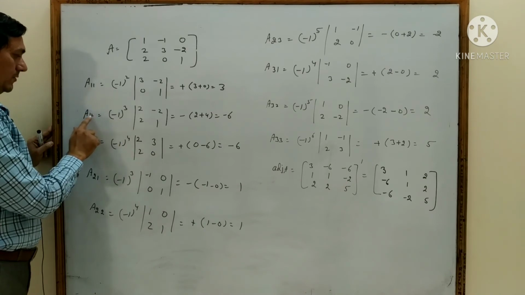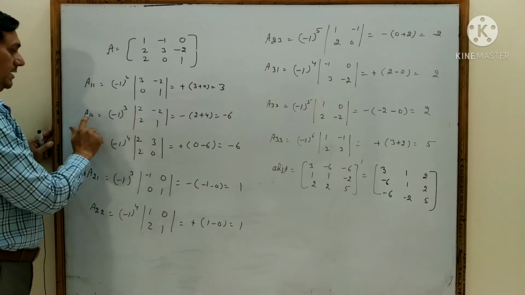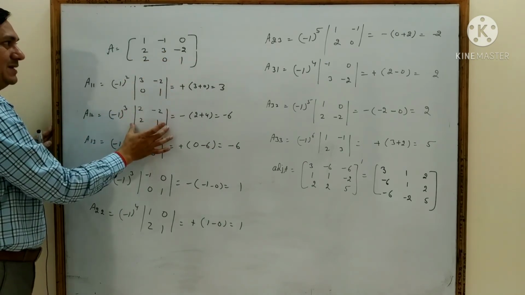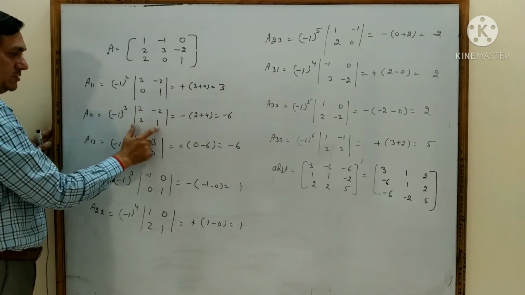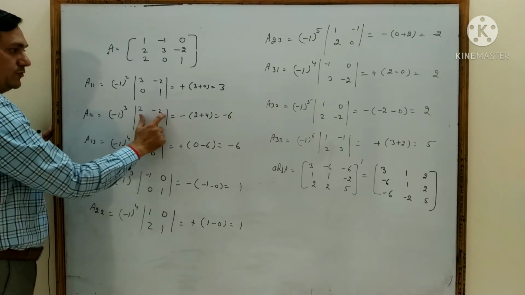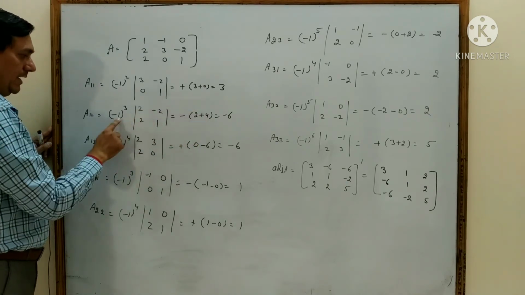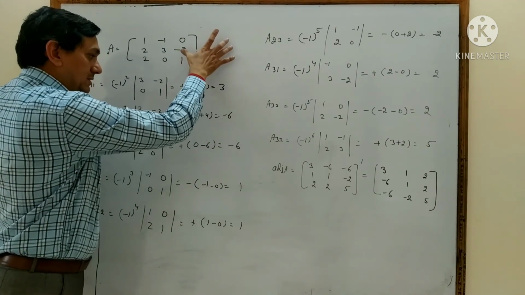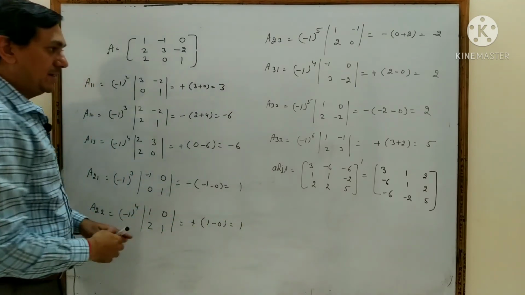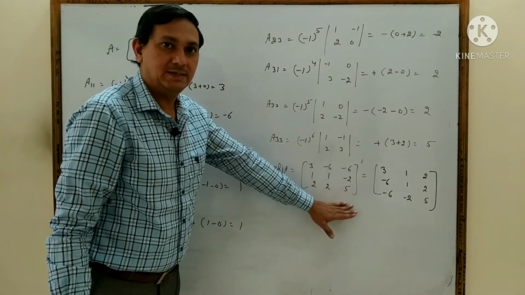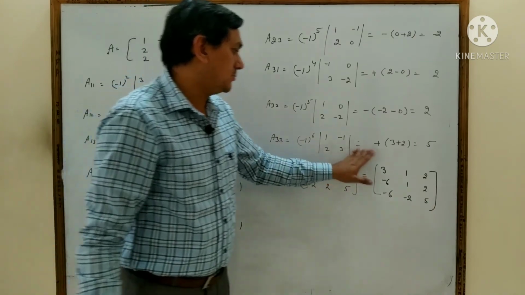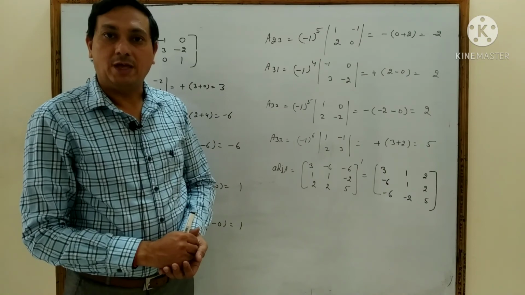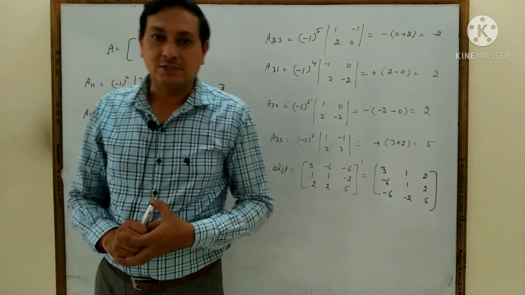A12: minus 1 raised to the power row plus column, that is 3, delete first row, second column, write the remaining elements and then calculate it as 2 times 1 minus 4, which is 2 plus 4, and a negative sign for minus 1 raised to the power 3, it comes out to be minus 6. Now all these 9 cofactors are arranged in the form of a matrix and its transpose will give us the adjoint of A. So practice these questions.